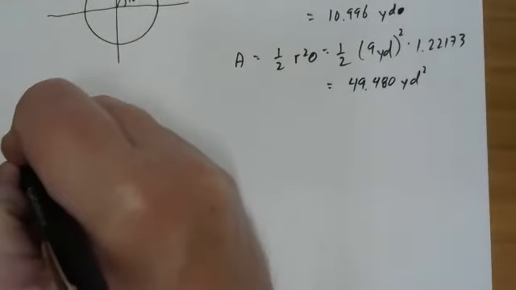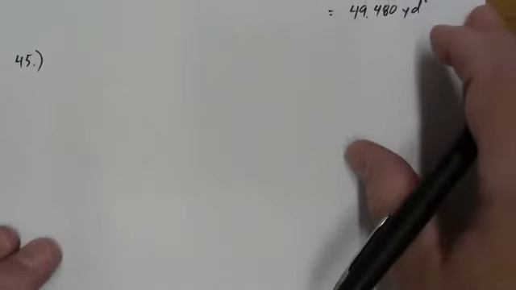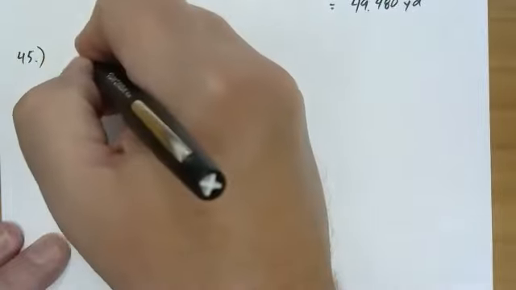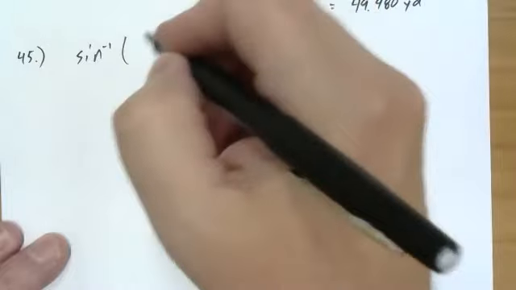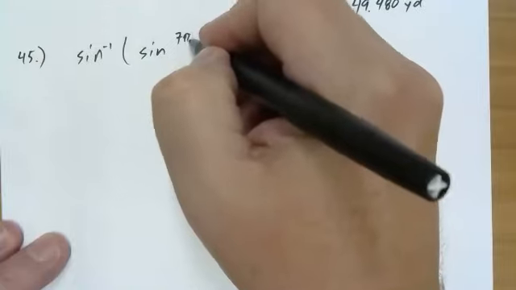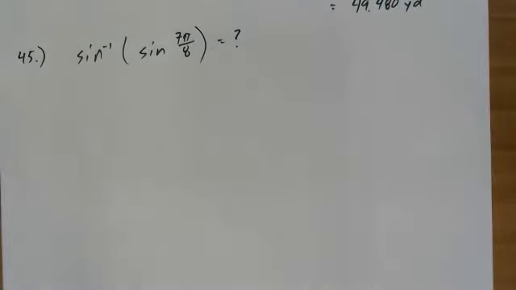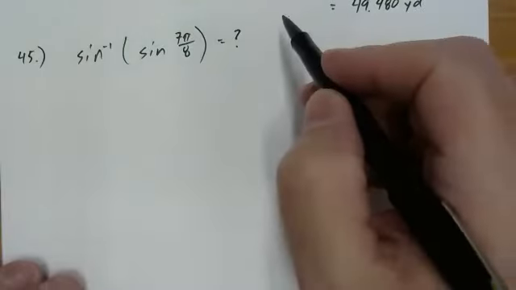45, now we go back to the problems of inverse trig functions and sort of composite functions. So this, I'm going to write down the problem that I'm given, but then I want to take a few minutes and talk about these kinds of problems and even do some other examples to hopefully make this clear. So we have the inverse sine of the sine of 7 pi over 8.